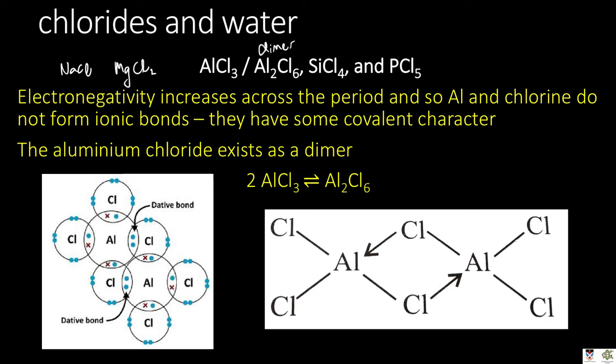Please just remember that the arrow shows the direction where the 2 electrons come from. So in this case, it shows that this chlorine atom is giving both of the electrons in this dative covalent bond. In this dative covalent bond, both electrons come from this chlorine atom.